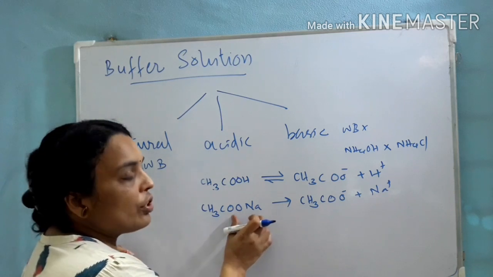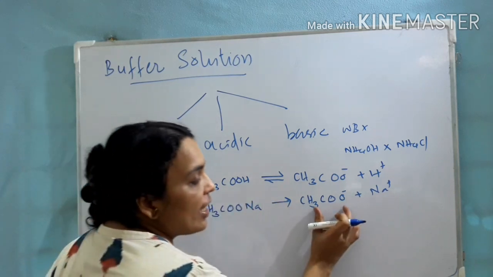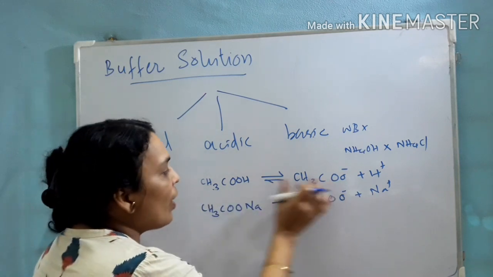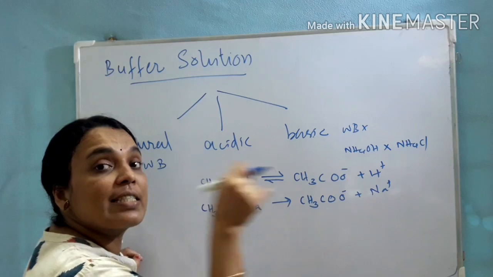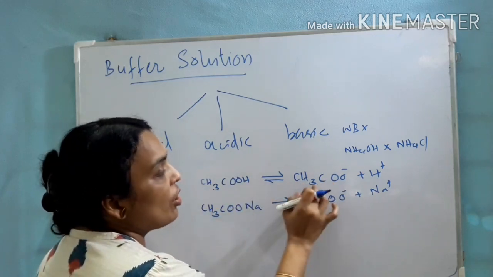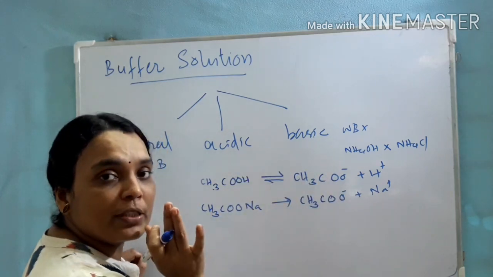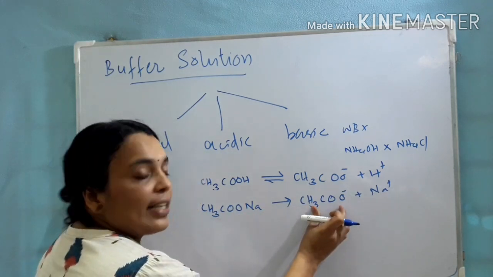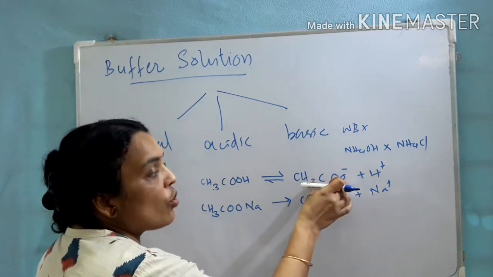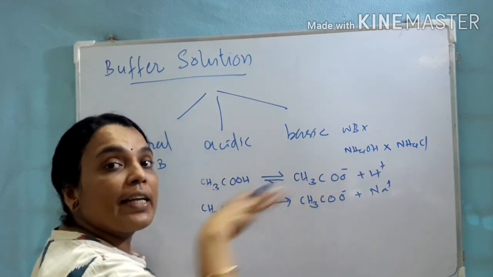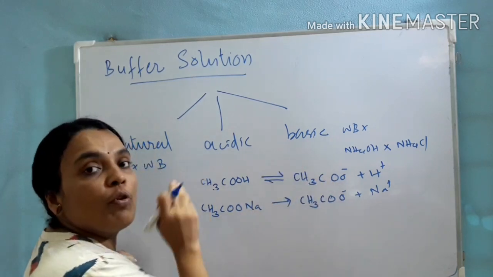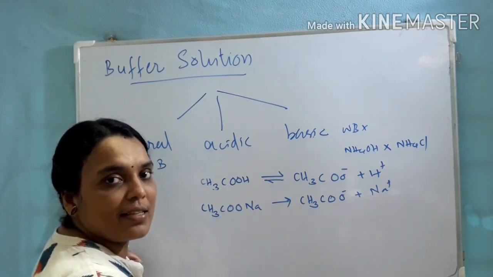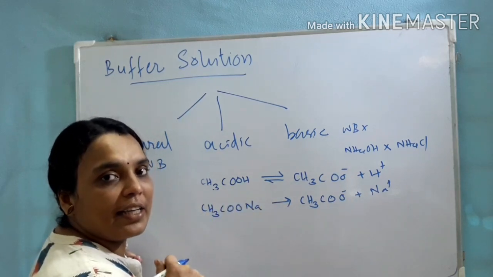Look here, due to the presence of this strong electrolyte, the CH3COO minus ion concentration in solution is very high. That is why dissociation of acetic acid is suppressed, because it is an equilibrium. When sodium acetate is added to the solution, acetate ion concentration increases. So it disturbs the equilibrium. For maintaining that equilibrium, the system will move in the backward direction. That means the dissociation of acetic acid decreases, so the equilibrium is always maintained.